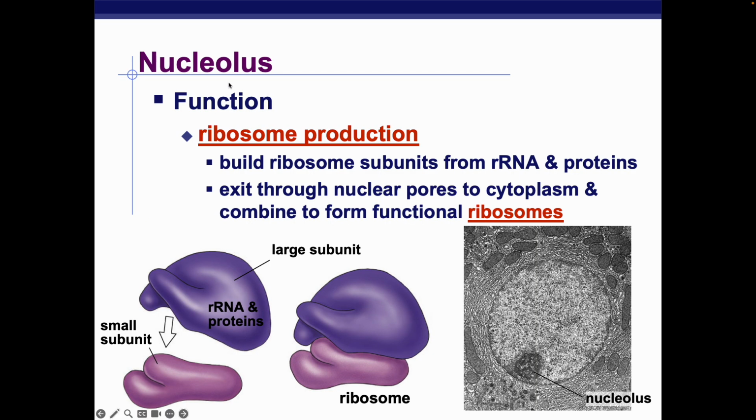So we're talking about the nucleolus, which is actually not a separate organelle, but it's inside the nucleus. Basically, like I said before, its function is ribosome production, and it builds ribosome subunits from rRNA. I believe 5 rRNA are used to build a ribosome subunit, and they exit through nuclear pores.